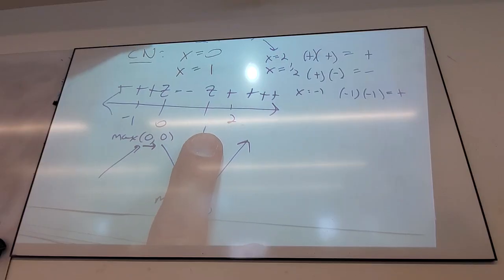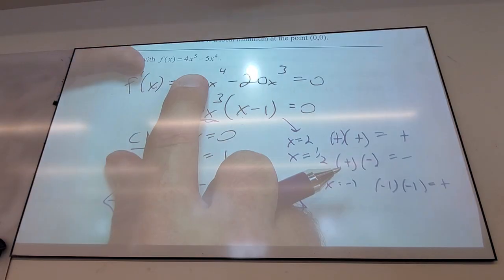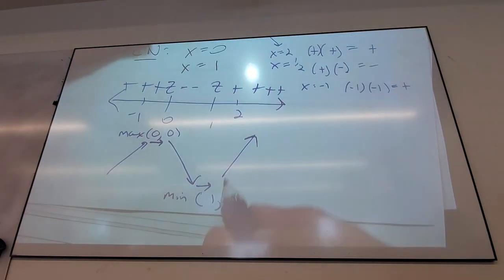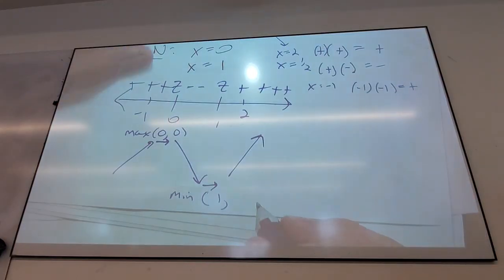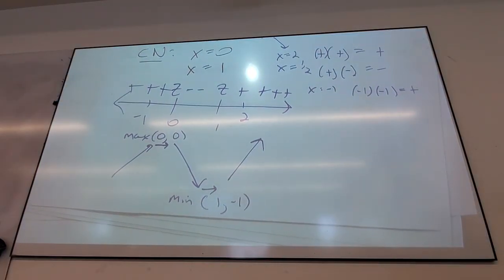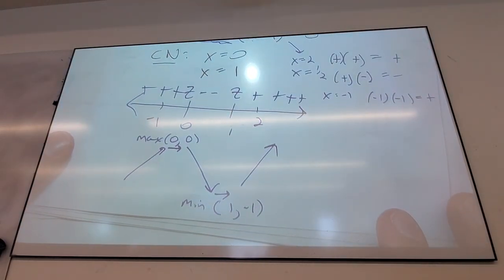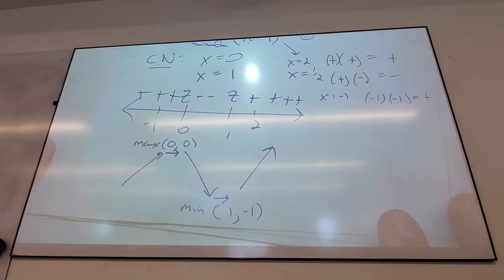I don't want to know the slope. I want to know where the function is at that moment. So when I plug a 1 in here, 4 minus 5, negative 1. Yes? Okay, all right. So, I'm sorry. Good. Went too quickly.